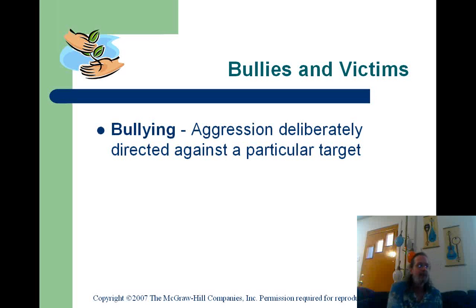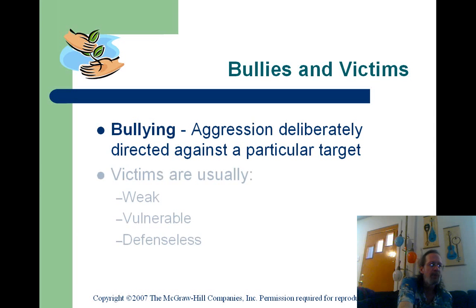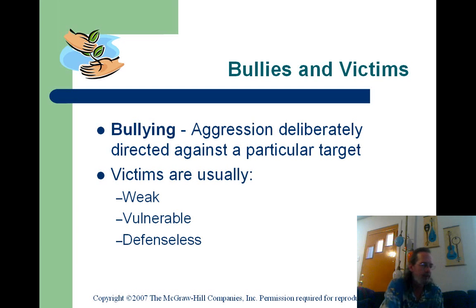Bullies and victims. Bullying is aggression deliberately directed against a particular target or targets. Victims are usually weak, vulnerable, defenseless. This tends to be more hostile aggression rather than instrumental. Boys tend to be fairly equal in their bullying. They'll bully both boys and girls. Girls tend to pick on other girls.